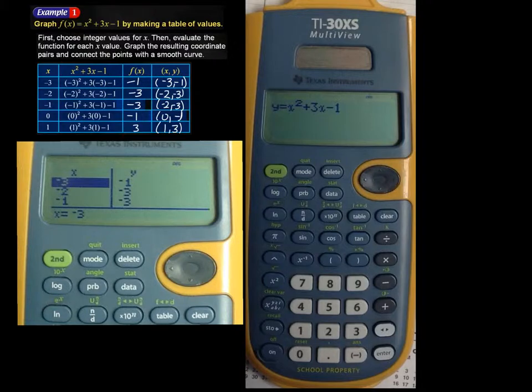And when I hit enter, I see if x is negative 3, y is negative 1, which is what we had when we did it by hand with the table. Negative 2, negative 3, negative 1, negative 3. Okay, the table on the multi-view calculator is really small. It's a $15 calculator. What can you expect? So next I'm going to push that down arrow, and it'll scroll down and give me the rest of the values. This is as many values as I'd like to see.